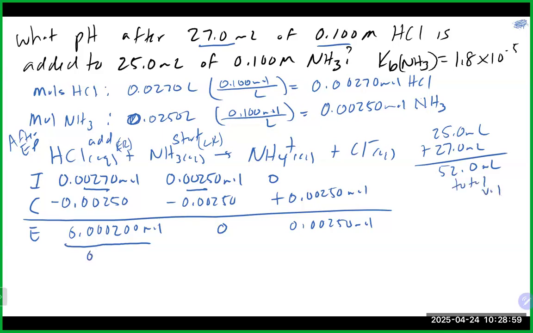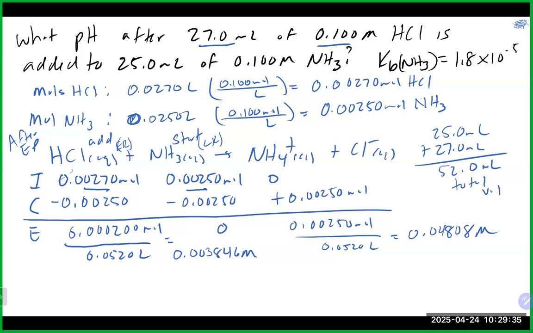So we want to divide it, converted to liters. So 0.0520. That will get us back into molarity at this point. It's going to give us 0.003846 molar and a 0.0025 divided by 0.0520, 0.04808 molar. First off, any questions on the table here?